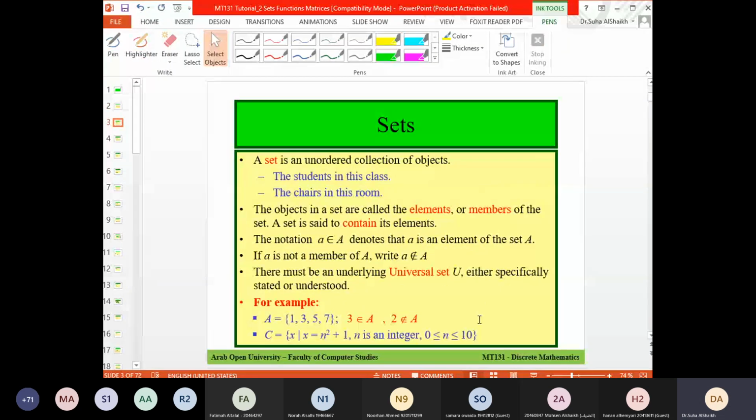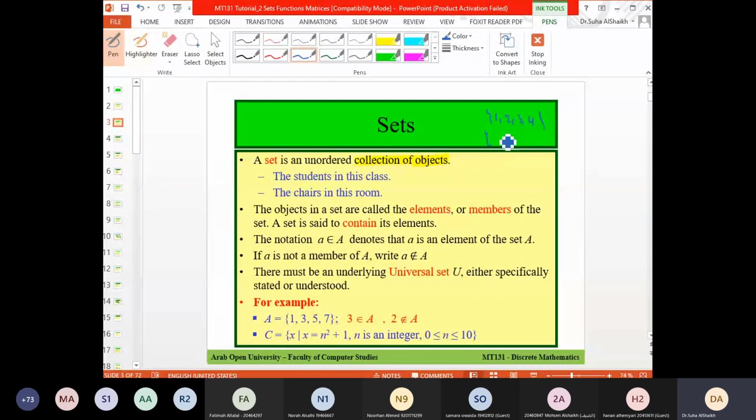So what does the word set mean? The set means a collection of objects. Those collections of objects may have something in common or they may not. For example, I can say I have the numbers 1, 2, 3, and 4, and I say I have this set. It's a set of the numbers from 1 to 4.